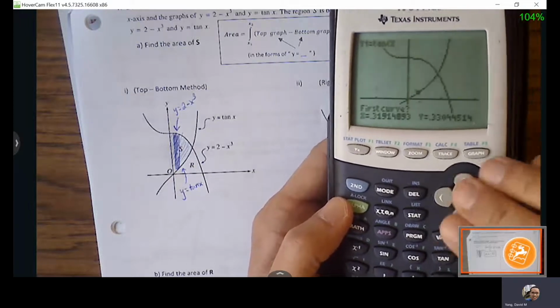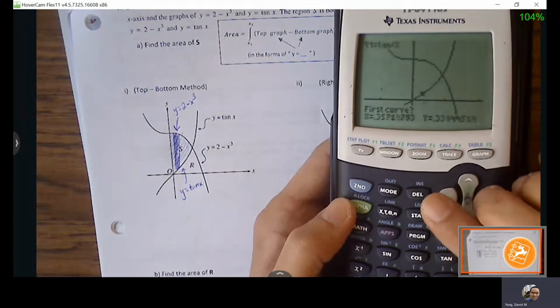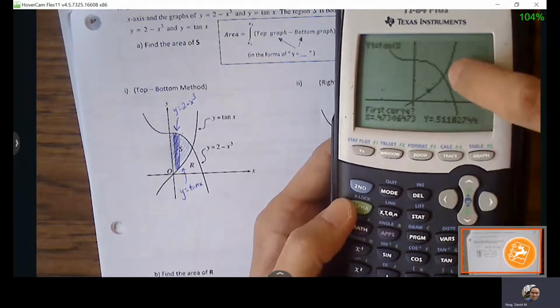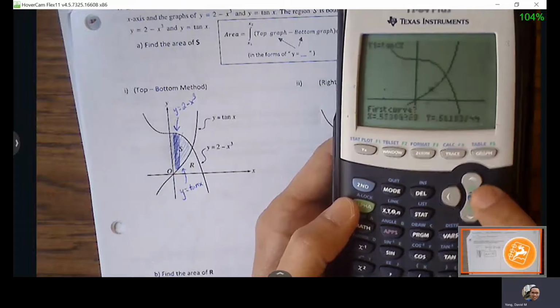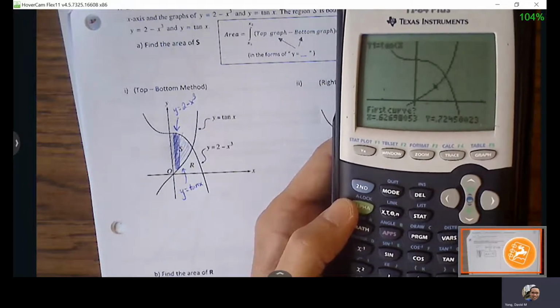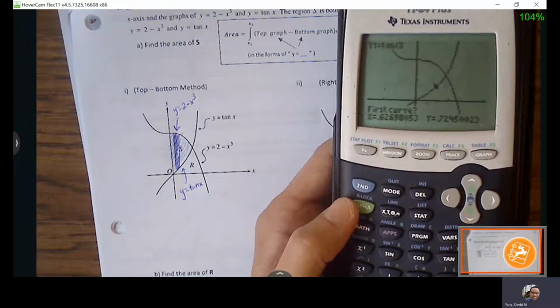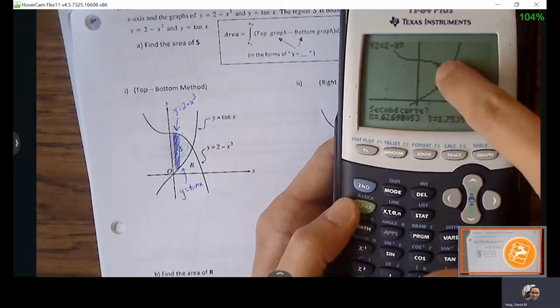Hit enter again. First curve, you're going to go close to the source of the intersection, but you're not going to go directly on the intersection. Just get close enough so the calculator knows that you're looking for that intersecting point. And hit enter. And the cursor should jump to the other curve now.